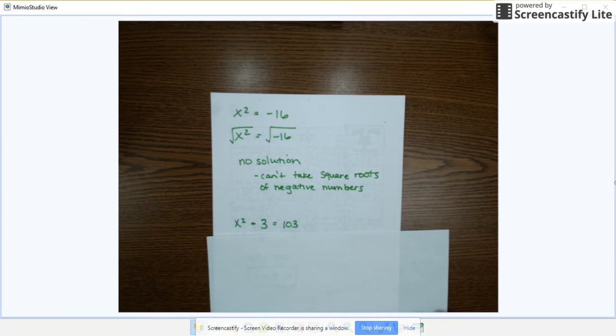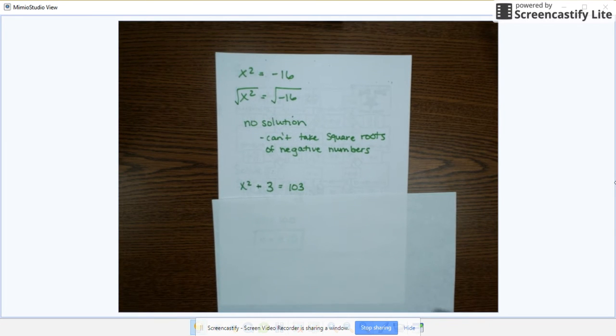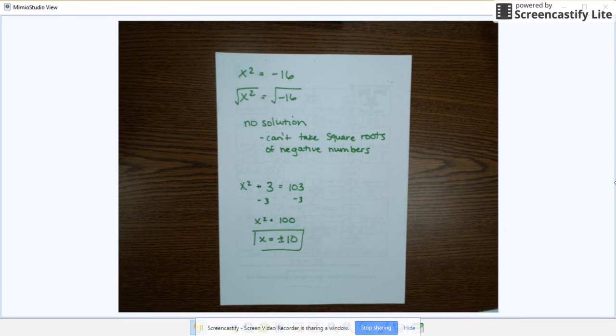Okay, sometimes you'll have a two-step equation. So our goal is obviously to solve for x. So we need to solve this like a regular equation. So we're going to subtract 3 first. When you do that, you have x squared equals 100. Then take the square root of both sides and you get x equals plus or minus 10.